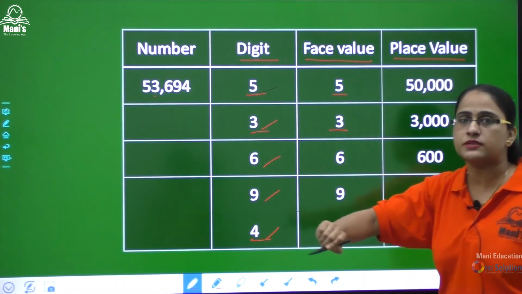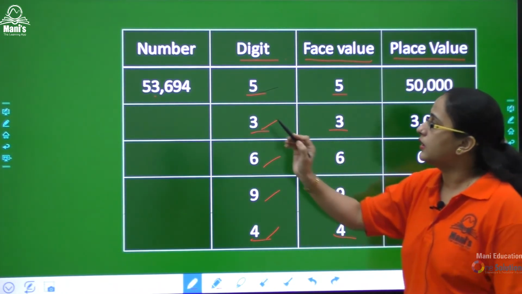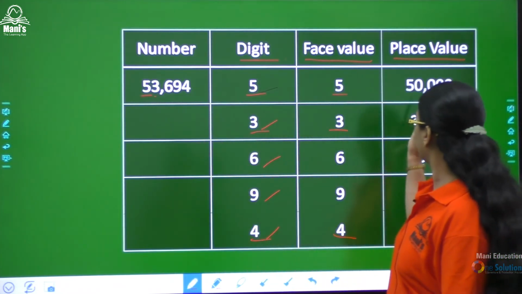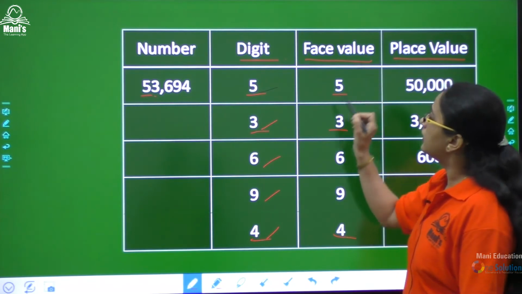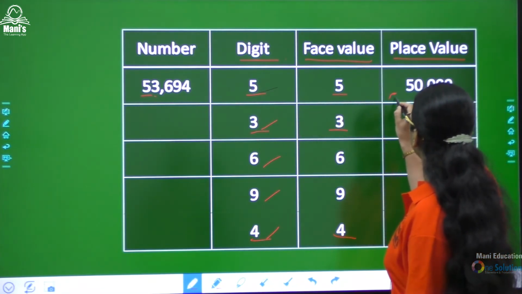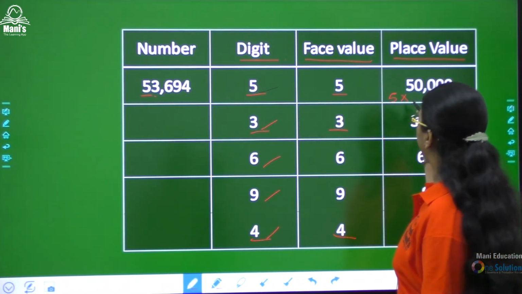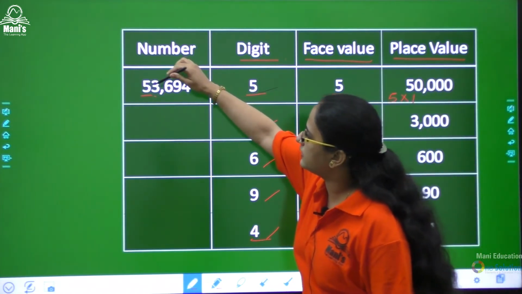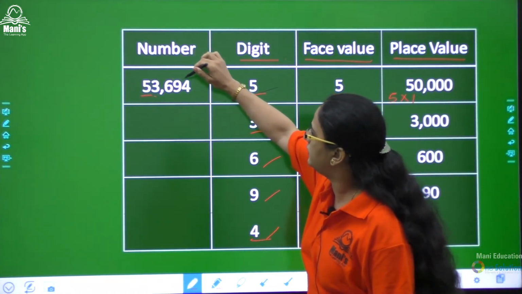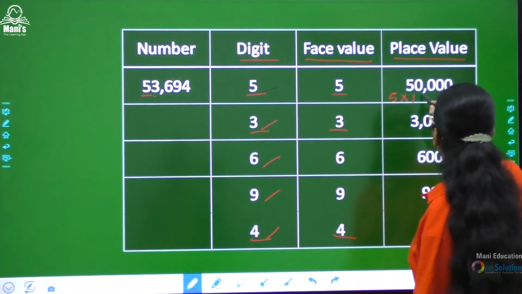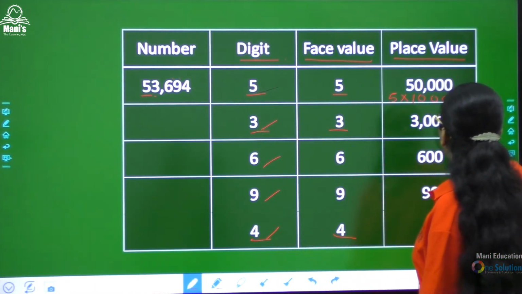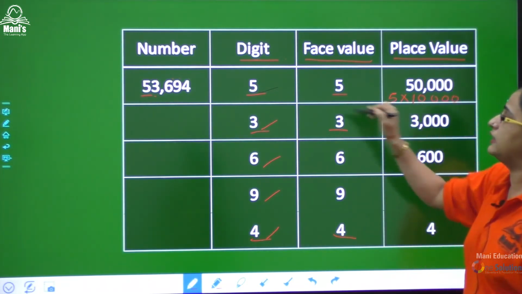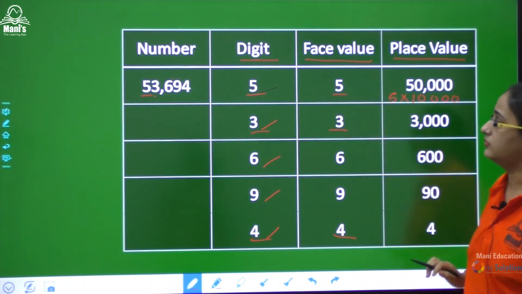In case of place value, what I had explained you, you have to write the face value into 1. If I am talking about this, face value is 5 multiplied by 1. Then we have to put the 0. How many digits are there after this? 1, 2, 3, 4 digits are there. So we will put 4 zeros. As we will multiply them, we will get 50,000. That is the place value of 5.